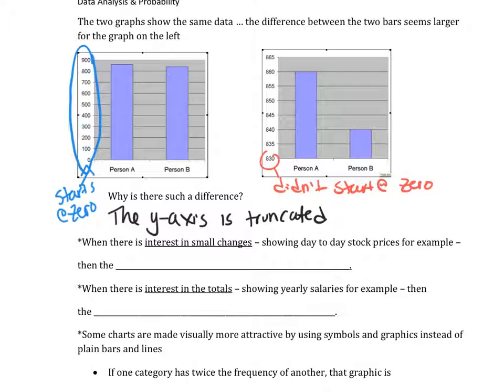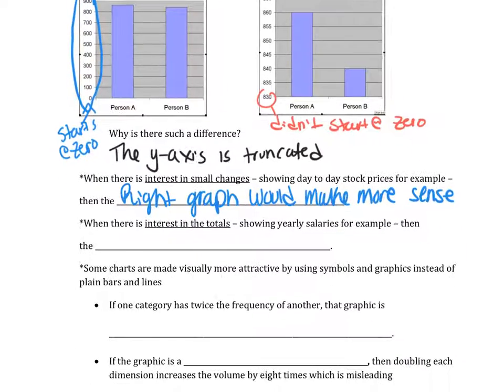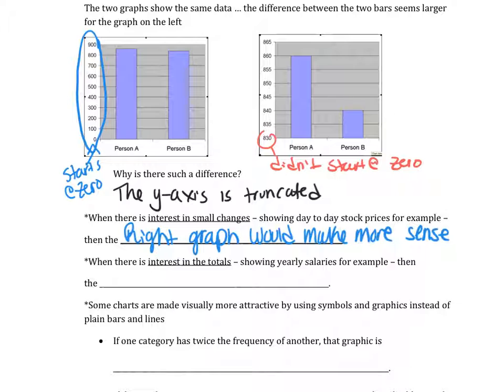So again, sometimes there will be moments where we do care about the tiny little changes and we want to see those differences magnified. So if there is the case where we do have an interest in small changes, like showing day-to-day stock prices, because those changes are so minuscule, then the graph on the right would make more sense. But if we're just interested in the totals, or we don't care about those tiny differences, like showing yearly salaries, then the left graph would make more sense to use. So it just depends on the situation.